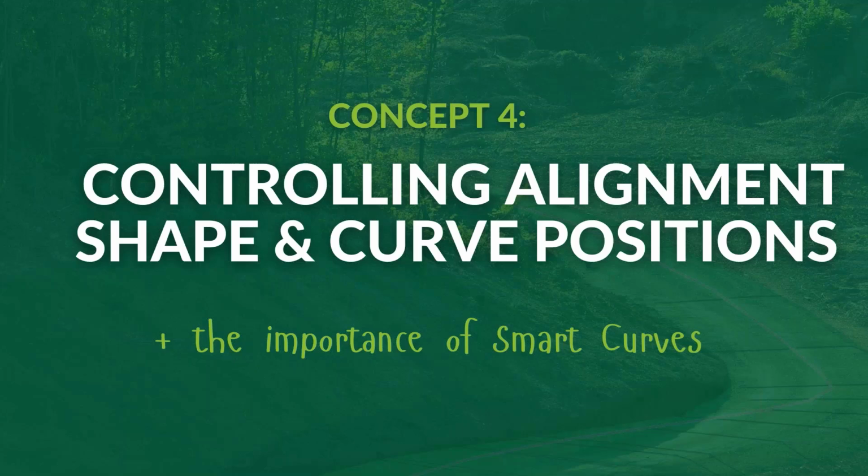Our fourth concept really relates now to some different options that you can include to be able to control your alignment's shape, and in particular, its curve positions. So this includes an ability to include, say, a minimum tangent between curves, or, if you're doing something more of a resource road and you're looking to have it follow the ground profile a lot more, we can allow it to have back-to-back curves. So in this concept, we're going to explore those different settings and concepts.